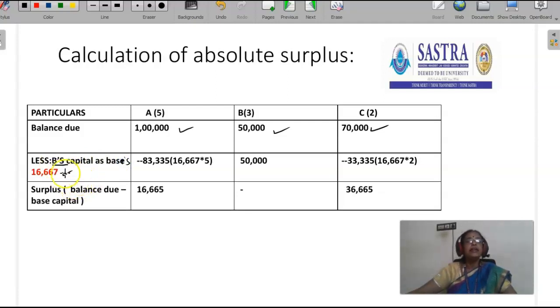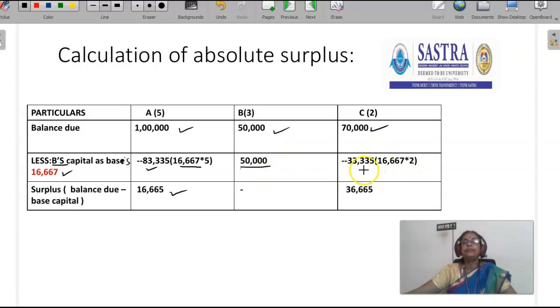B's basis capital is 16,667. If we multiply 16,667 into 5, the capital of A should be 83,335. But he brought 1 lakh rupees. The excess amount is 16,665. Then 16,667 into 3 is 50,000. We don't need to calculate B's capital because B's capital is taken as the basis capital.